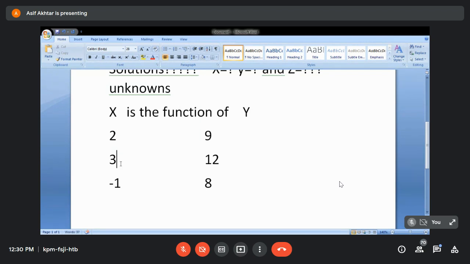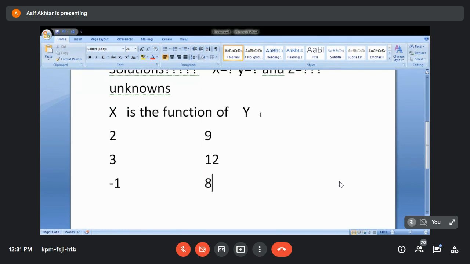And after putting the value of x, I'm looking whether there will be any change in the value of y. Suppose by putting x equal to 2, y becomes 9. By putting x equal to 3, y becomes 12. Or by putting x equal to minus 1, y becomes 8. That means the value of y changes with the value of x. In the language of mathematical analysis, we call this a function.